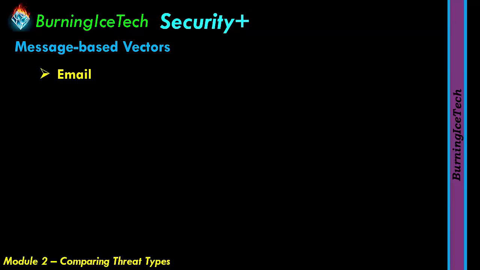Now, in terms of message-based vectors, this can also be something like a short message system. You folks might know this more commonly as an SMS. So a file or a link to a file is simply sent to someone's device using this SMS system. And once they click on the link or they open the file, and then boom. Now, I personally don't really worry about SMS that much these days.